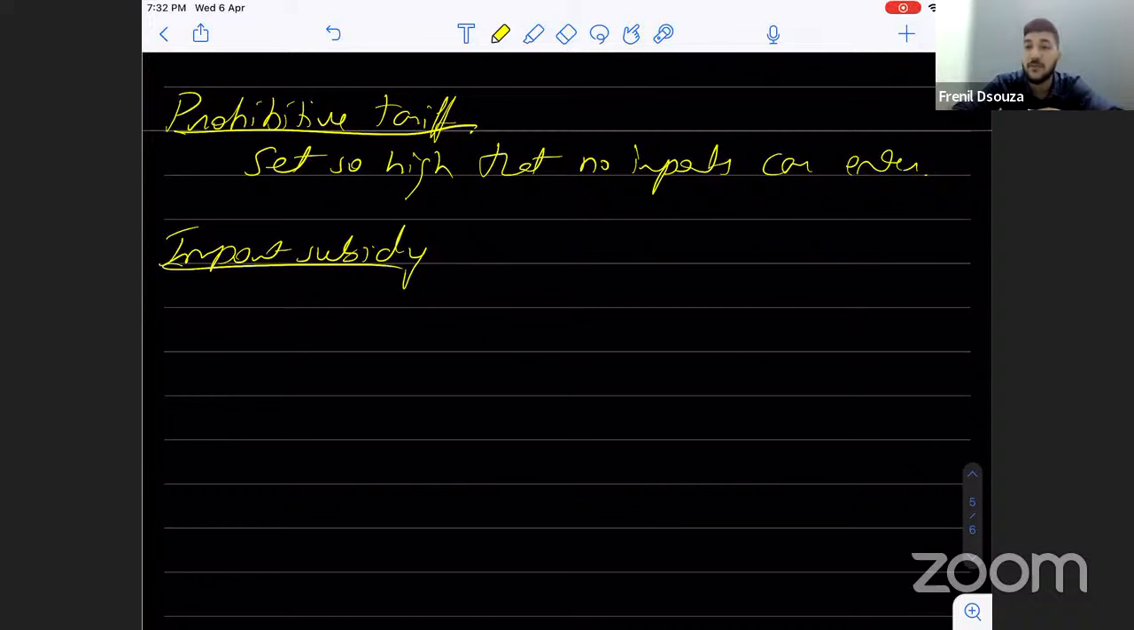Government will pay you subsidy for importing those products, right? So if you get good tech into India, they will support you by giving import subsidy. That is what is called as. Next, there are the tariffs as a response to trade distortions.